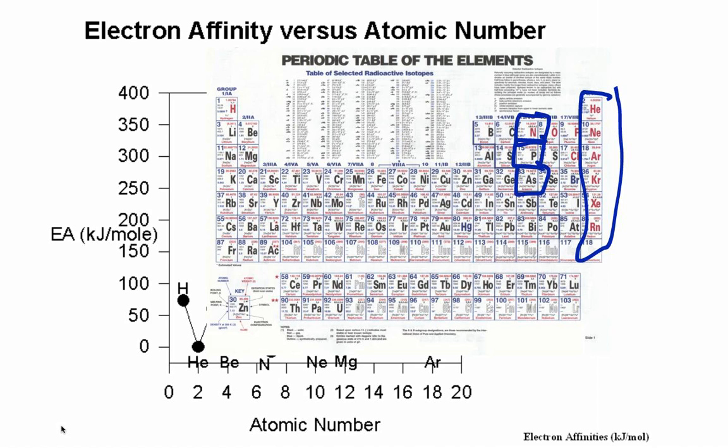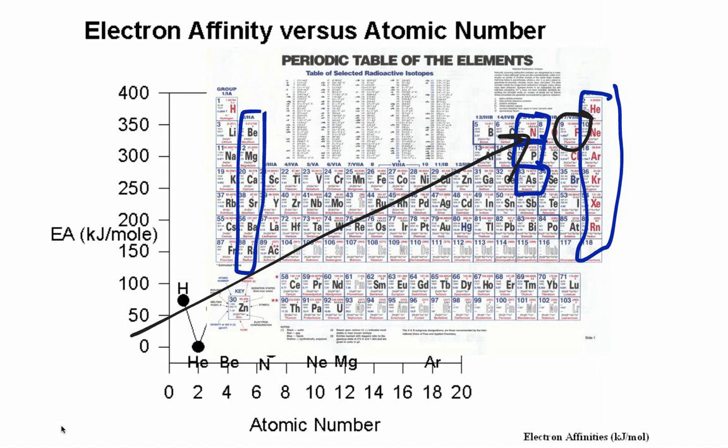Again, all of our noble gases have an electron affinity near 0 because they are very stable. They have no need for another electron. And again, we see a slightly lower electron affinity with our alkali earth metals because they have a full S shell. But again, our general trend is from left to right, increasing towards fluorine.